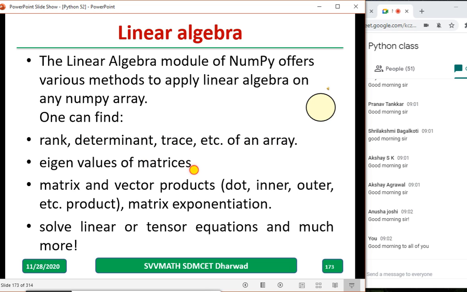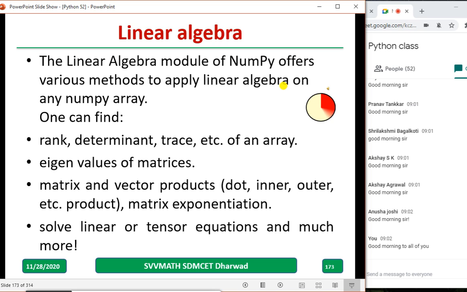Eigenvalues of a matrix you can find out, eigenvectors you can find out, and inner product, outer product. So many things we can do, and solve linear or tensor equations, and much more you can do using Python. Some examples we are going to see in the later slides: which function we can use to find a trace, which function to find a determinant, which function there is in Python to find a norm, etc. That we are going to discuss in this particular subtopic.